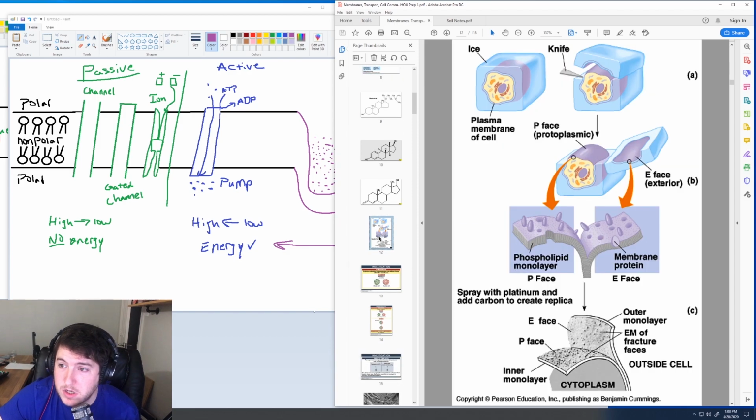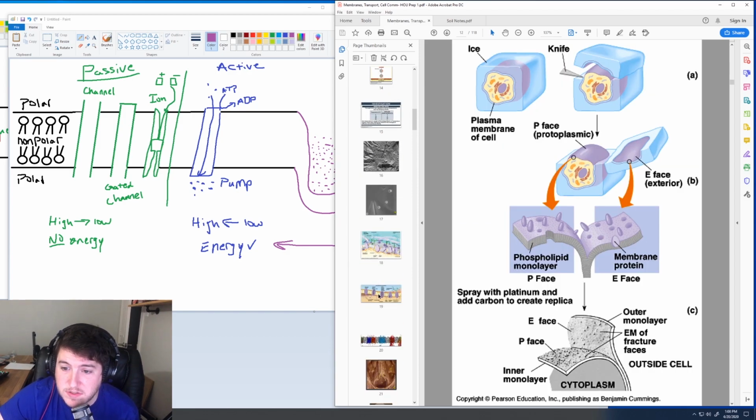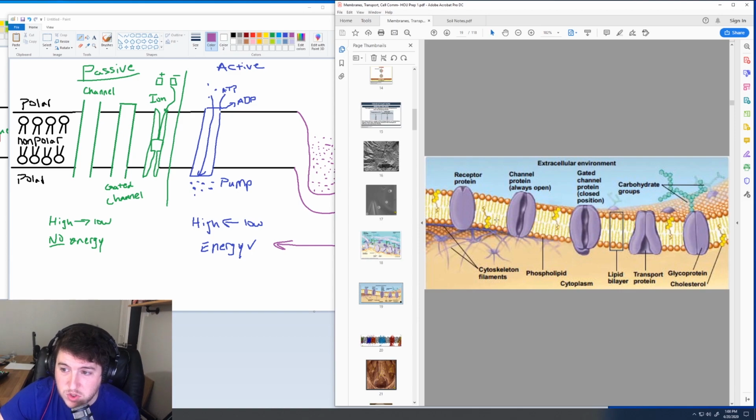So we're going to start right here. In order to do transports, in order to get things into your cell membrane, your cell membrane acts as a barrier to keep most things out, okay?